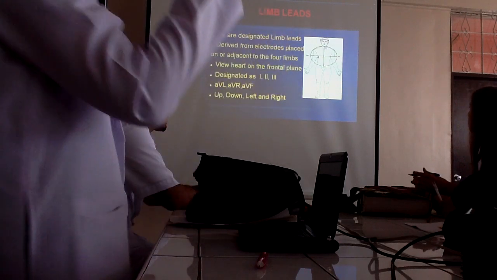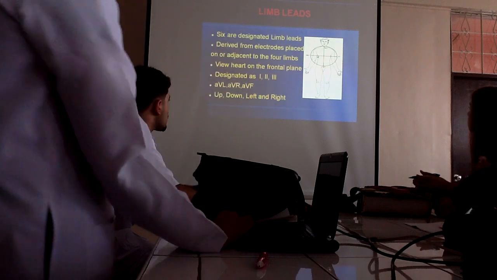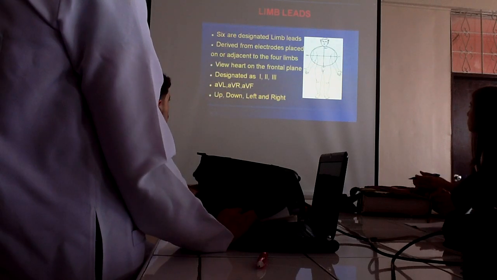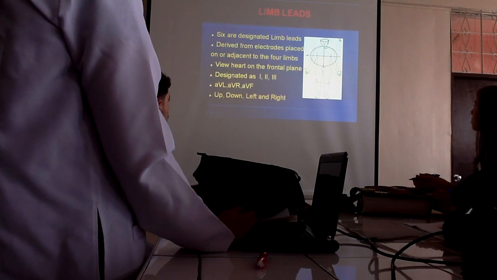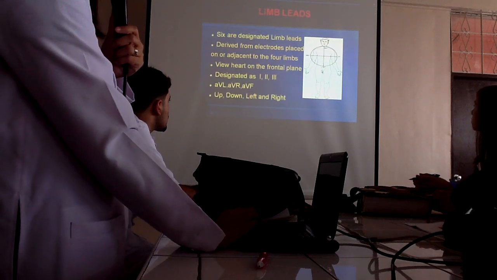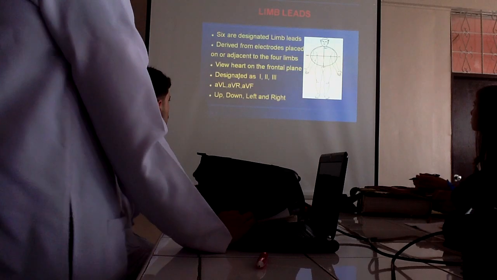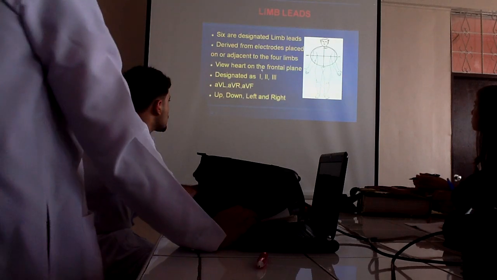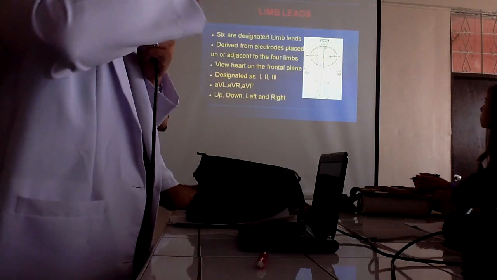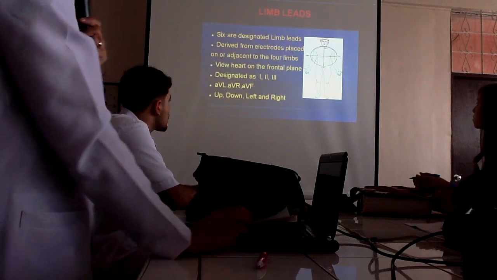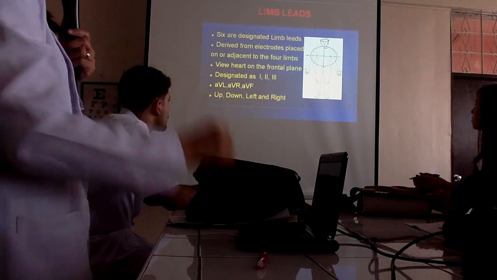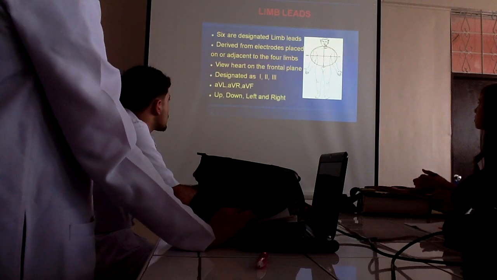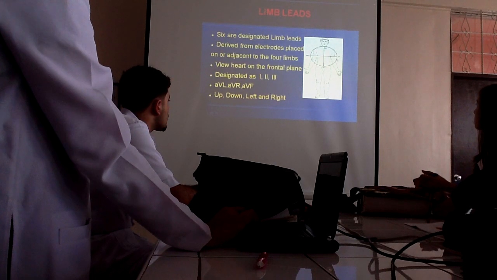So you have 6 limb leads. You have actually 4 limb leads, but because they intersect and they form different vectors, you actually have 6. You identify 6 of them. So they look at the heart in the frontal view, okay, frontal plane. They are designated as 1, 2, and 3, aVR, aVL, and aVF. They look at your heart upward, downward, sideways.